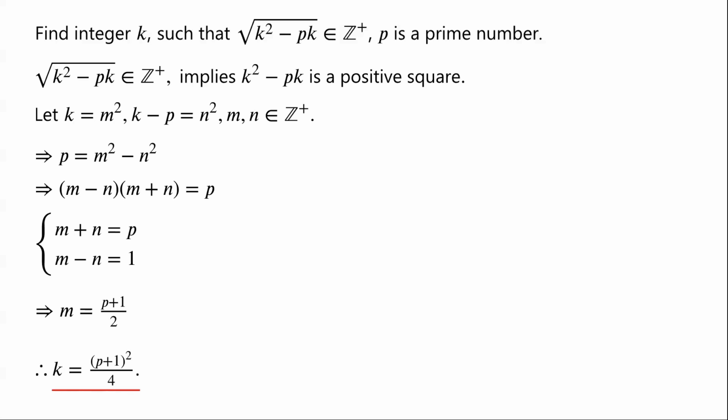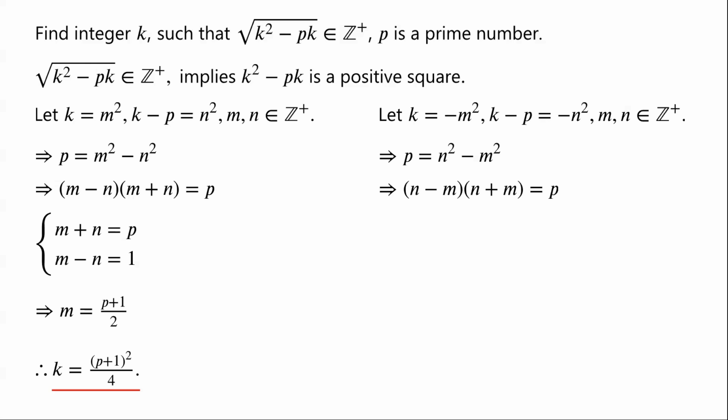So k equals (p plus 1) all squared over 4. When k and k minus p both are negative squares, we let k equal negative m squared, k minus p equal negative n squared, where m and n are positive integers. Then we have p equals n squared minus m squared. n squared minus m squared can be written as (n minus m) times (n plus m). So we can now write (n minus m) times (n plus m) equals p.